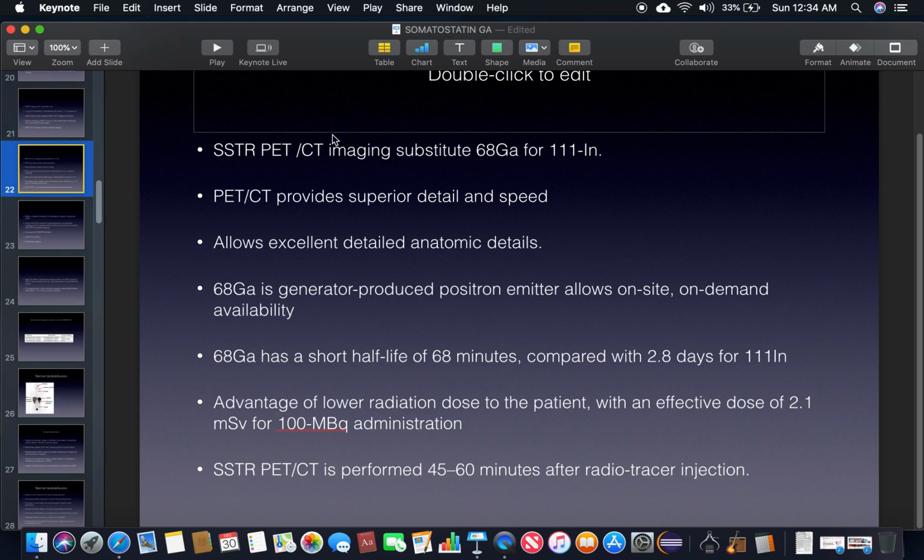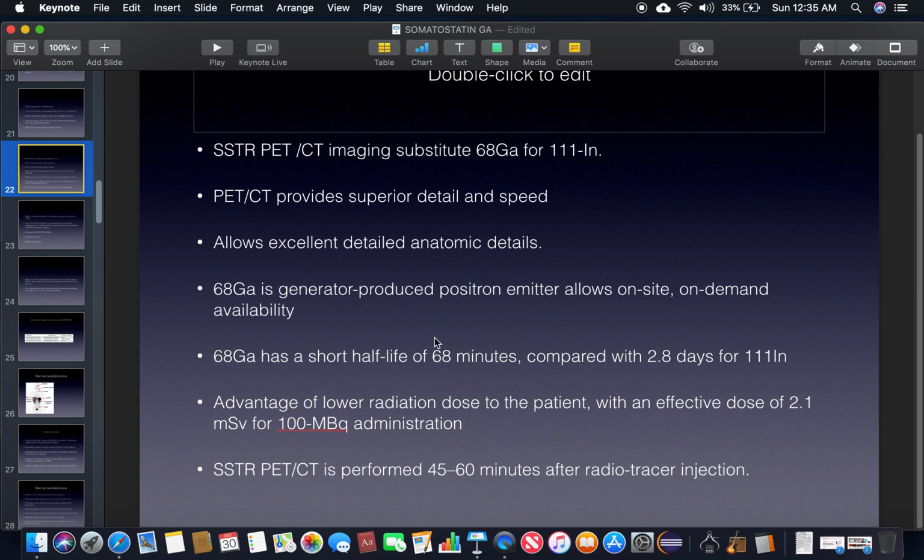On the other hand, now we have the ability with gallium-68 PET CT. This agent has replaced indium-111 Octreoscan scans because it provides better detail and it is speedier to do, allows better detailed anatomic information. Another advantage is that it is generator produced. The gallium-68 is a generator produced positron emitter that allows on-site demand availability.